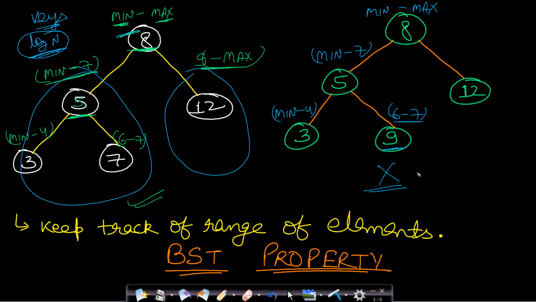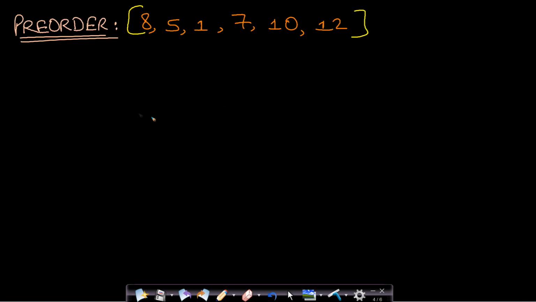I hope you understood the BST property. We will be making use of this property in order to construct our binary search tree. So let us now look at a simple approach to construct BST from given pre-order traversal. If you are given pre-order for a BST, then obviously this first element will be your root element. So this approach says that 8 is your root element. Now this is our i pointer, or you can say this is our position pointer.